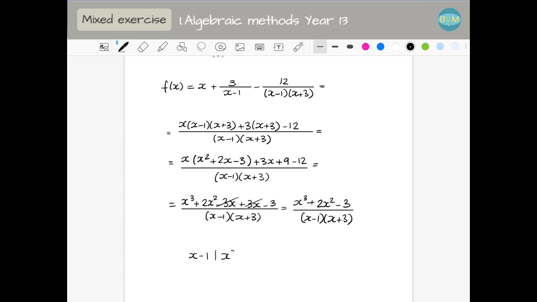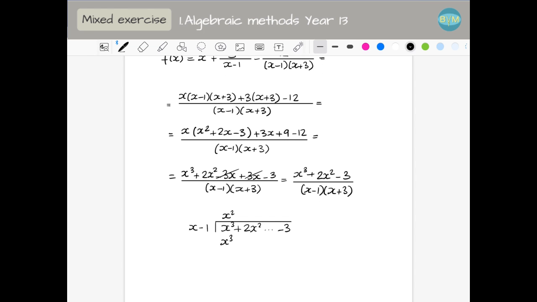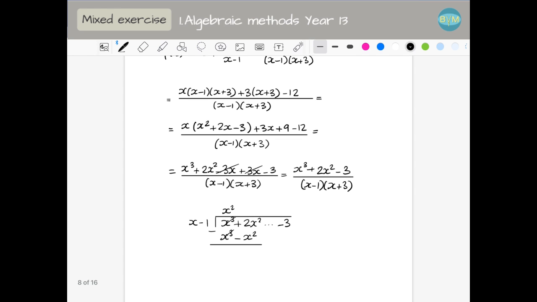So we can divide the x cubed plus 2x squared. I'm going to leave the space for the x, and then minus 3. And we divide. So x cubed divided by x is x squared. When I multiply, I have x cubed minus x squared. Subtract. These two are gone. And then I have 2 minus minus 1 is positive 3x squared. I divide, and I have 3x. I multiply, 3x squared minus 3x. Subtract. These two are gone.